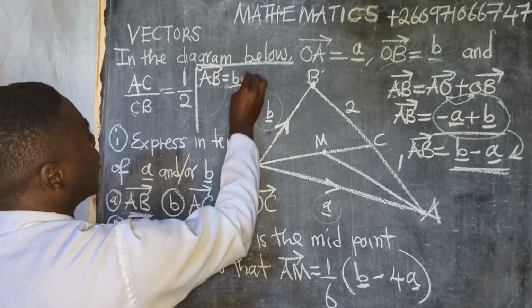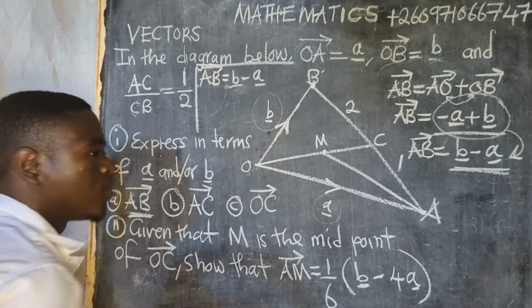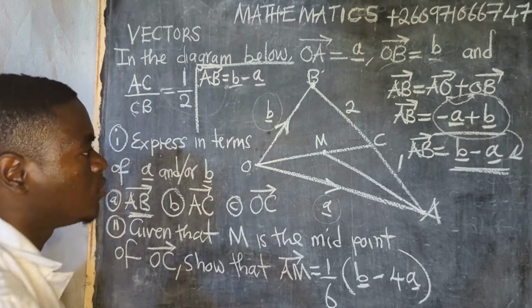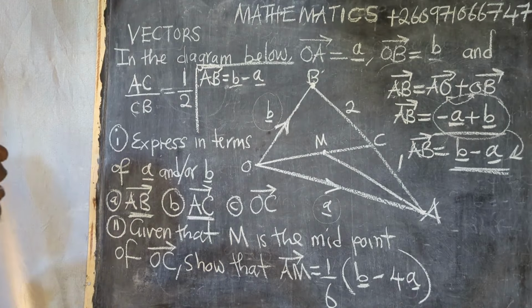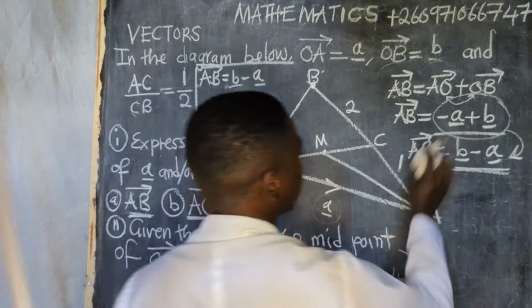I'll go with B minus A. This is what I'm going to do. So I've answered the first one. I move to this one, AC. How can I answer AC?